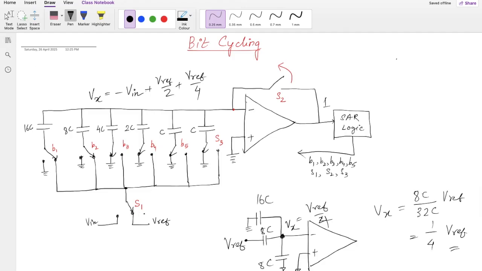So what we'll do is, whatever we have discussed now, we are just going to summarize it as a simple flowchart, like we did previously for the basic SAR ADC.